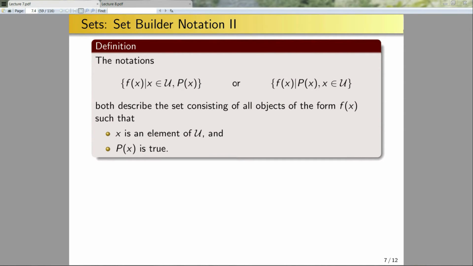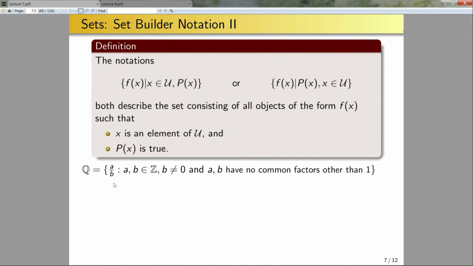Notice that this notation is different from the notation that we introduced before. Previously, the stuff that went to the right-hand side of the bar had to be a true statement. Now, using this notation, we have a bit more leniency with what we can do on the right-hand side of this bar. So let's give an example of the type of set that we can define via this notation.